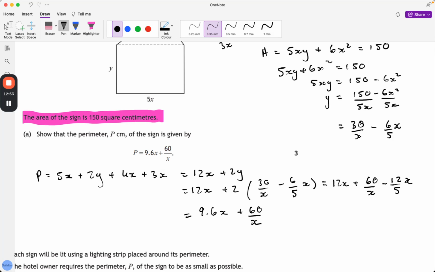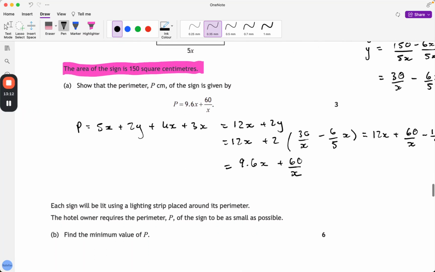So keep in mind that you're using the additional piece of information, in this case it was about the area, to write y in terms of your x's. And then you just want to think about what your perimeter is. And then when you get to the point where you can sub in for y, just sub in what you've shown up here, and then do a little bit of rearranging until you get the final answer. Okay.